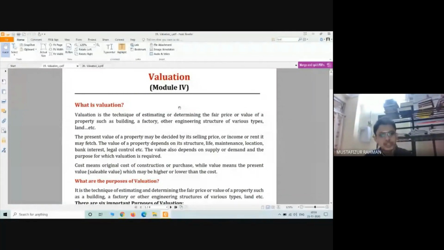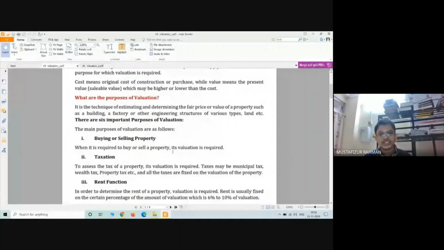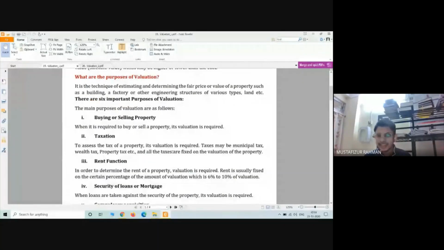Now, why will valuation be required? If I am willing to buy the property, or for the taxes on it, or if the government is taking the property into its fold, then how much compensation the government will have to pay to the owner. For this kind of calculation.